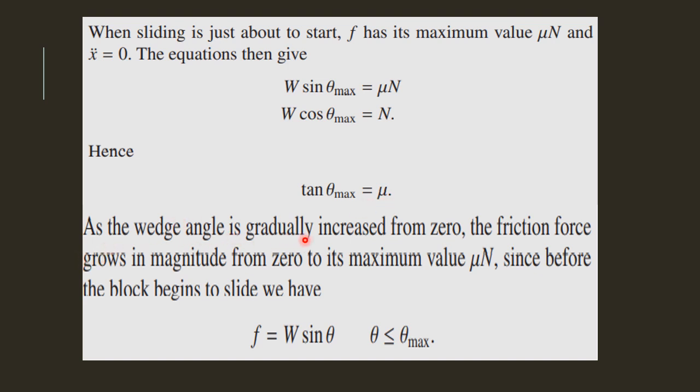As the wedge angle is gradually increased from 0, the frictional force grows in magnitude from 0 to a maximum value. Okay, we know that the friction force grows from 0 to a maximum value of mu N before the block begins to slide. So just before it slides, the value of F will be w sin theta, when theta is less than or equal to theta max. So this is the value when it just begins to slide.